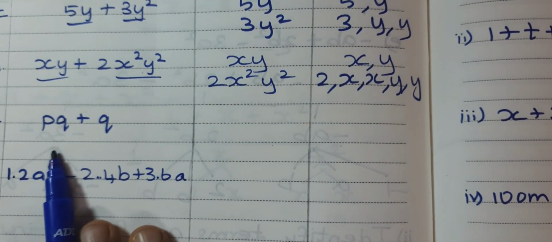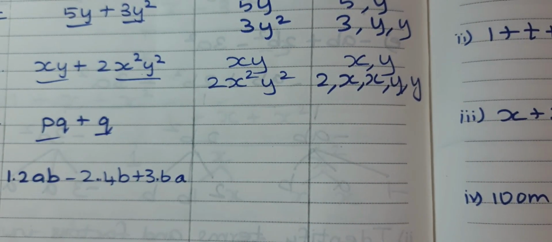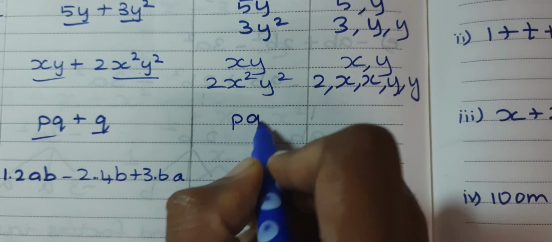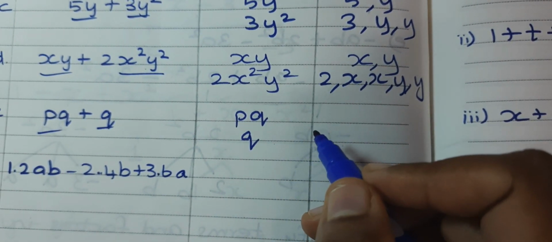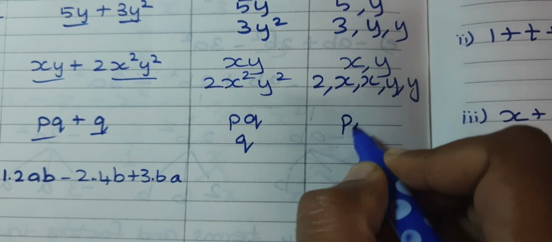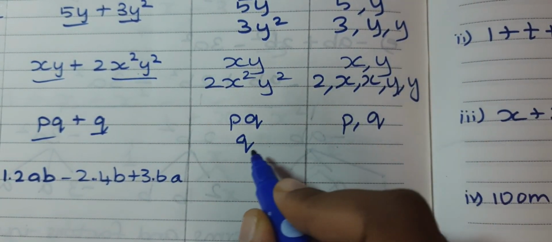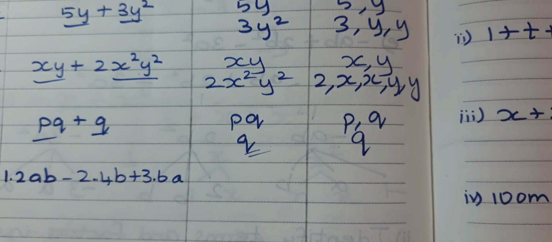Next, part E: pq plus q. These are the two terms. First write pq, next q. The factors of pq are p, q. And next, I am having only the two terms, so write q as it is.